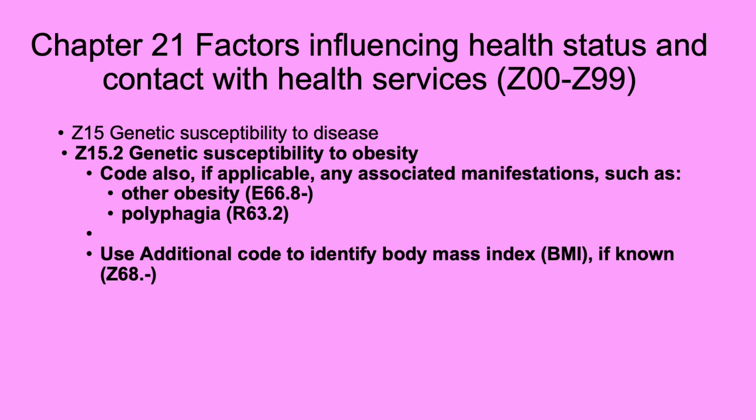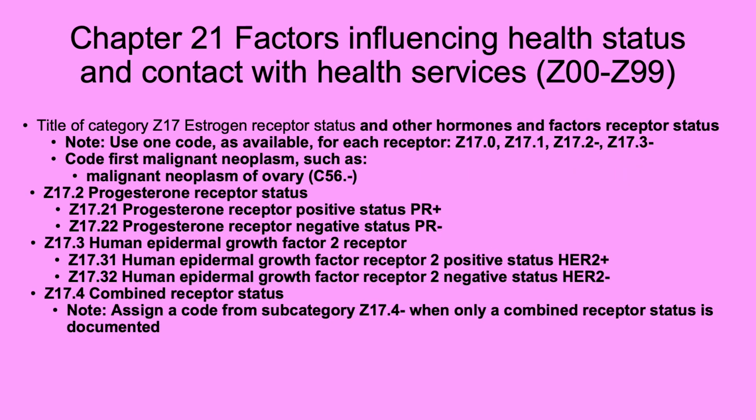Okay, Chapter 21, factors influencing health status and contact with health services, Z codes. So under Z15 was added a code, Z15.2, genetic susceptibility to obesity. Interesting. Code also, if applicable, manifestations such as other obesity, E66.8, and polyphagia, R63.2. Use additional code to identify body mass index, if known. More and more discovering that obesity has some genetic aspects to it.